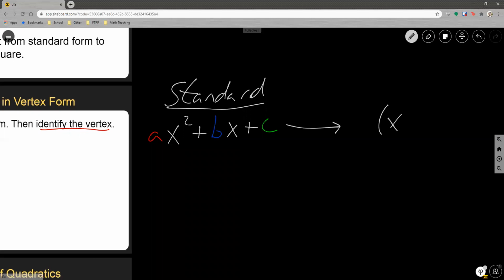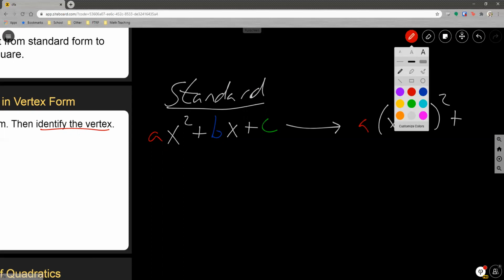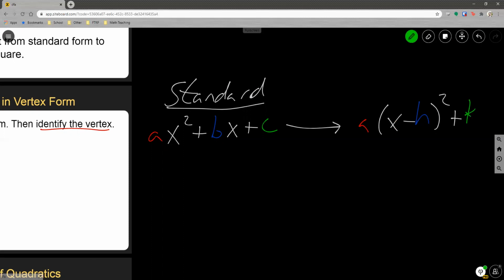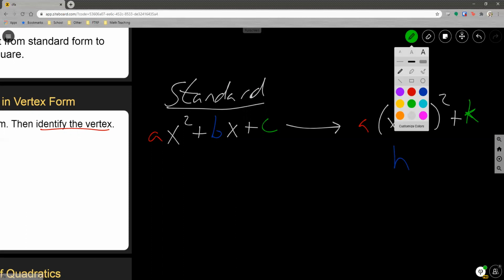Remember, vertex form is the following: a times (x minus h) squared plus k. If you recall, (h, k) is my vertex.